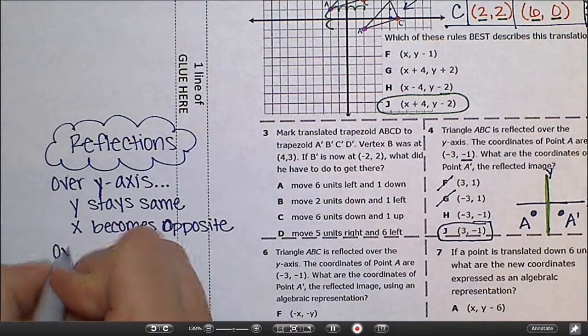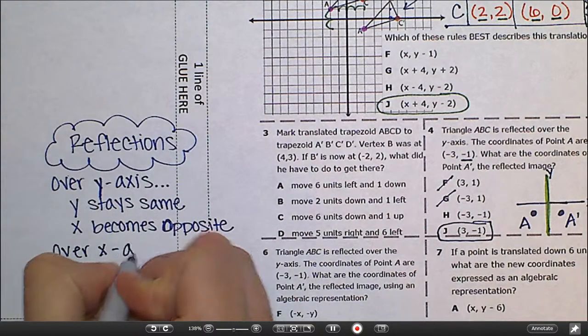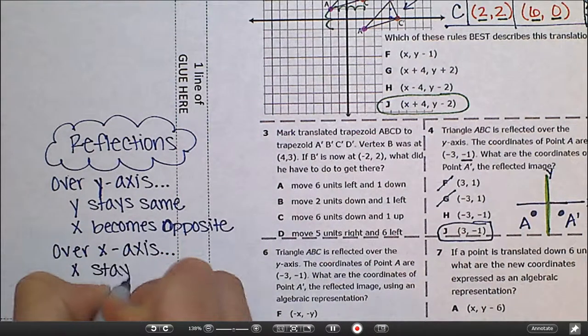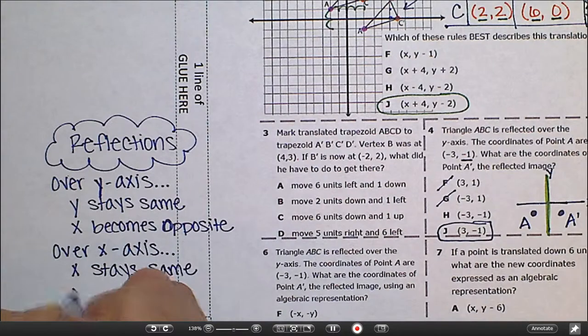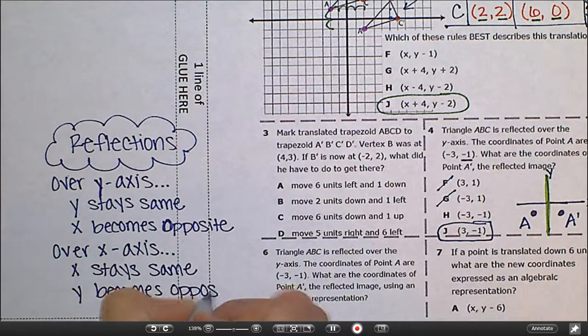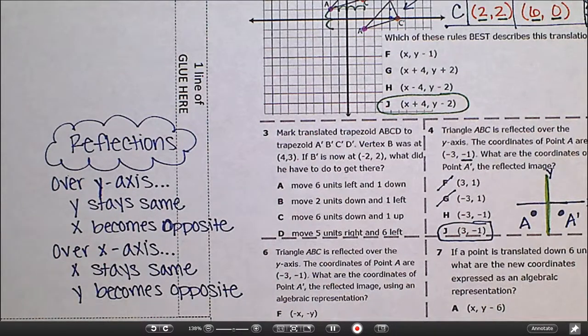However, if we're reflecting over the x-axis, then x stays the same and y becomes the opposite. So if you just remember those things, then you'll never have to really think about it. You can still draw it. It's still a good idea to draw. And we see that our y, our up and down, is staying the same, and our x is flip-flopping to the other number. So -3 becomes +3. So drawing it is a really good idea.